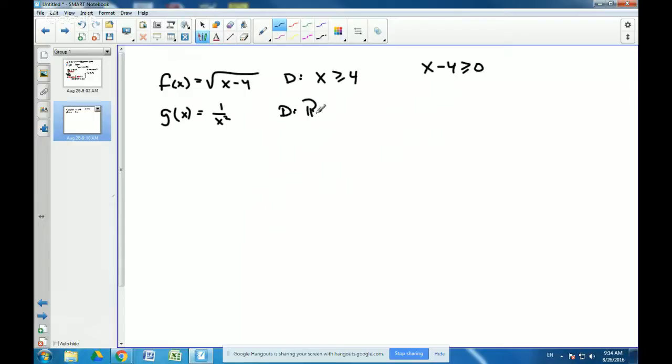So you could say all reals except 0 if you're writing it in English. You can write the real numbers x cannot equal 0. Okay. You can even do interval notation.